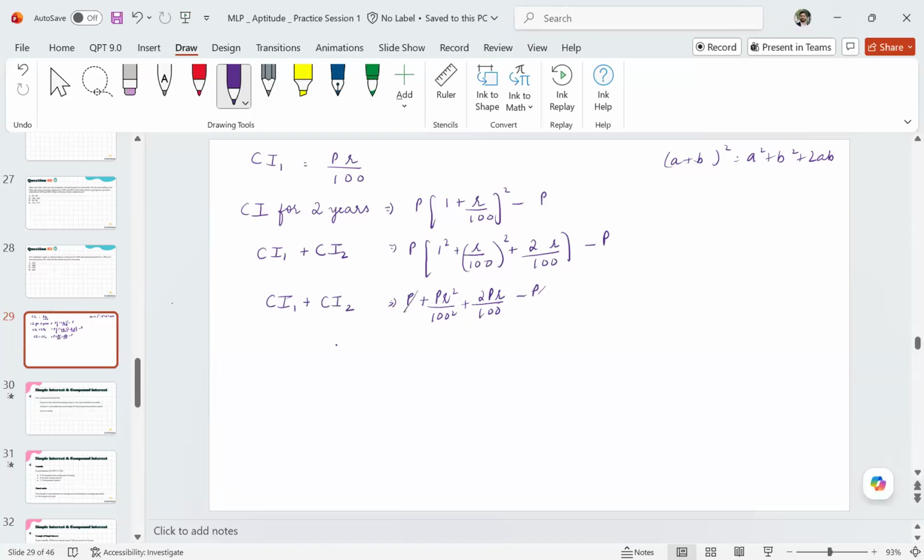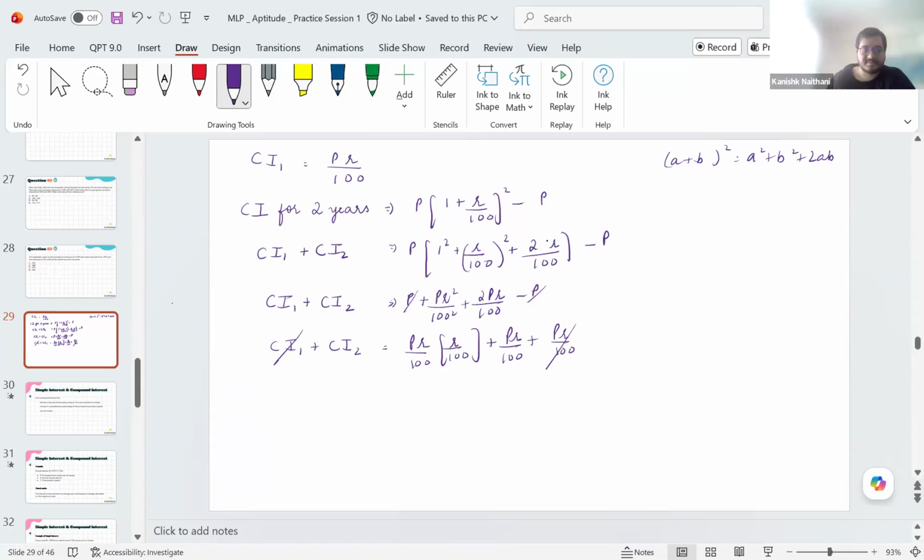Now P and P cancelled. CI1 plus CI2 is equal to, please carefully see what I'm doing. PR upon 100, inside what's left is R upon 100, plus PR upon 100 plus PR upon 100. I can write this like this, right? I've just split 2PR into 2 times PR upon 100. Is that okay? Now you tell me, compound interest for the first year is PR upon 100, right? We know that. So this and this will get cancelled. Make sense? Yes.